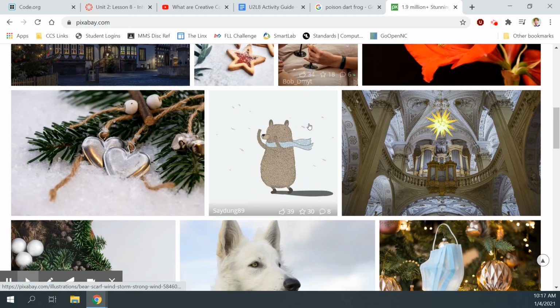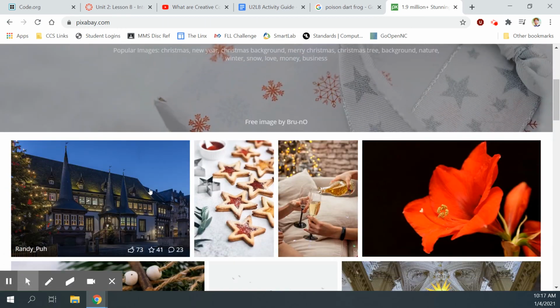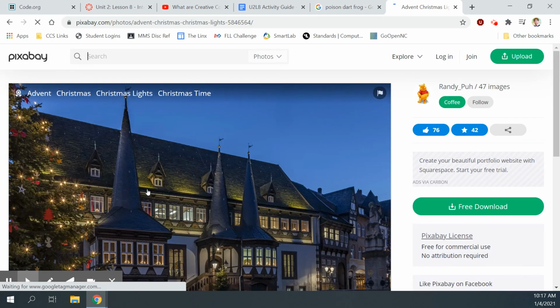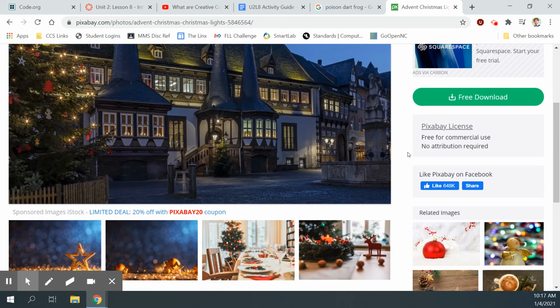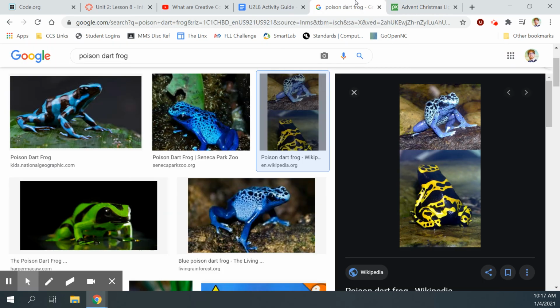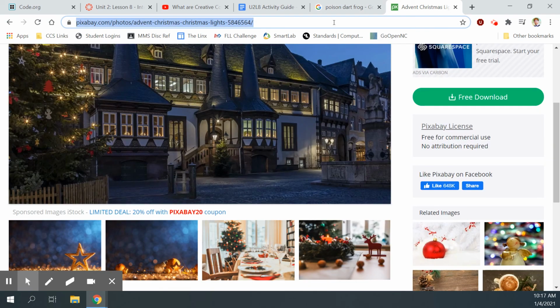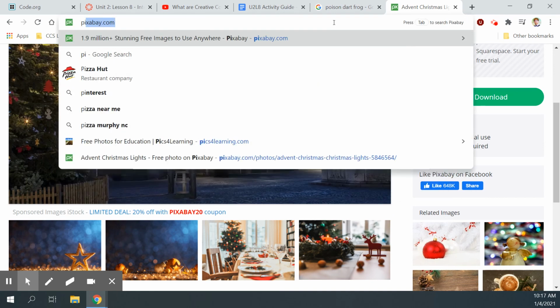Pixabay. All right, let's go to a random image here. So I like this. Pixabay license here, free for commercial use, no attribution required. So yeah, you know, you've got these different options. Let's go back to Pics for Learning.